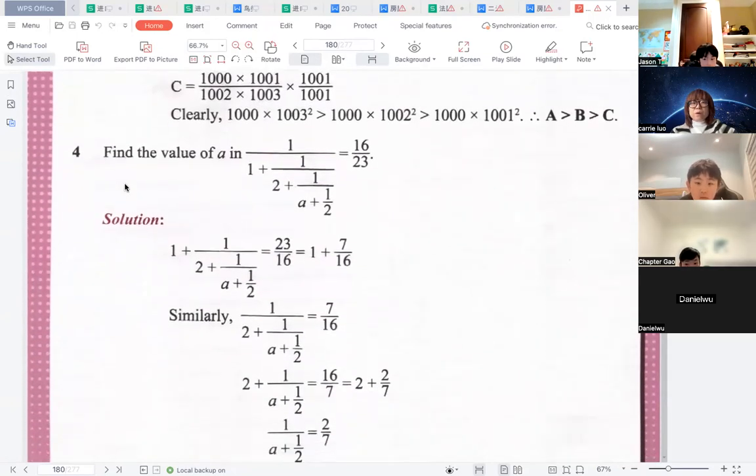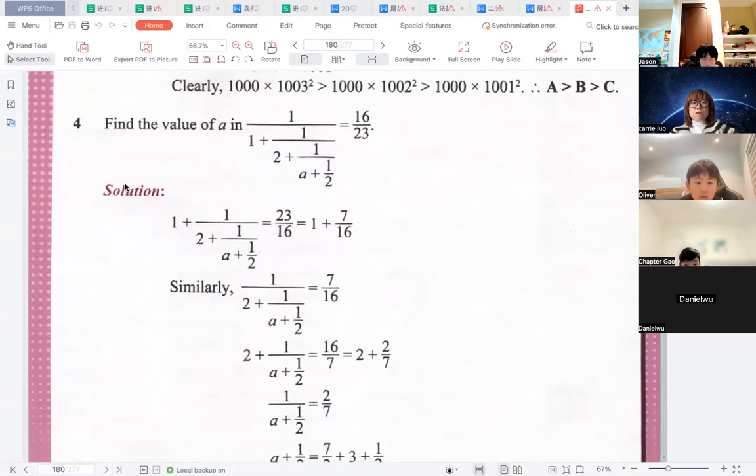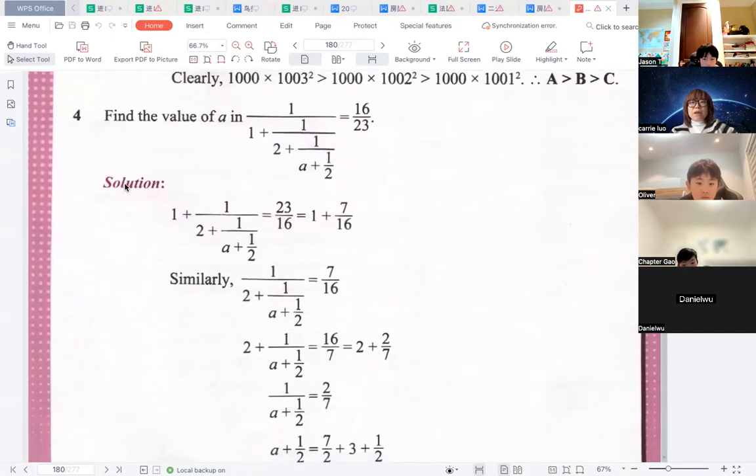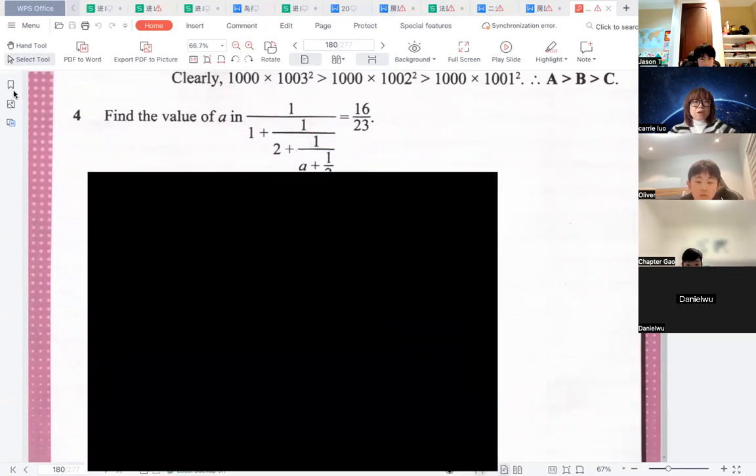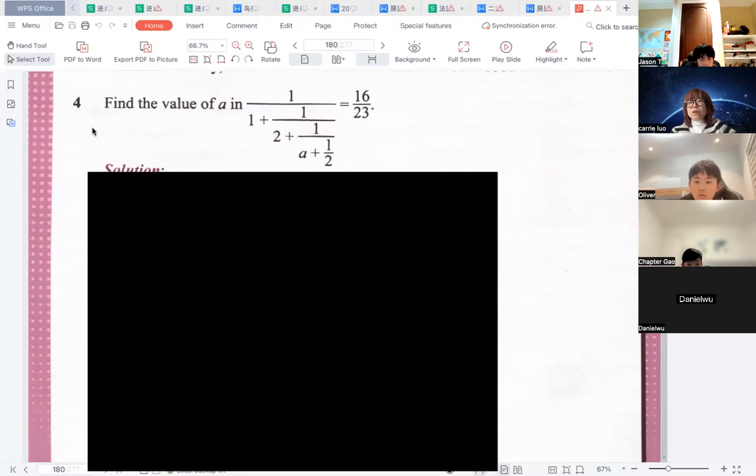Let's take a look at number 4. Find the value of A if 1 over 1 plus blah, blah, blah equals 16 over 23. Okay, I want everybody to start trying this question because I think it is pretty easy. I think everybody should be able to do it. The only thing to remember is, when you have 1 over something, just flip it.